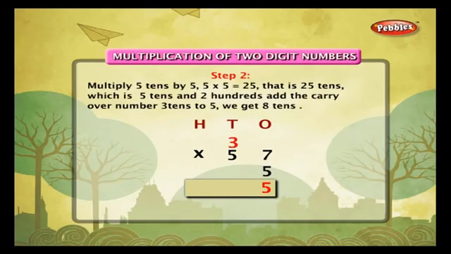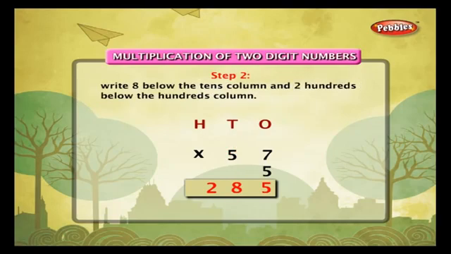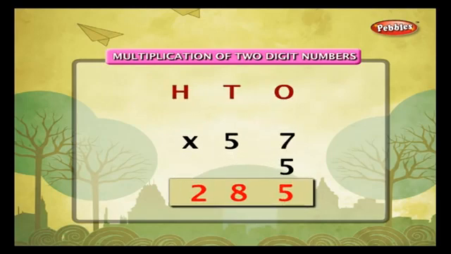Multiply 5 tens by 5. 5 into 5 is equal to 25. That is 25 tens, which is 5 tens and 2 hundreds. Add the carryover number 3 tens to 5. We get 8 tens. Write 8 below the tens column and 2 hundreds below the hundreds column. Thus, 57 into 5 is equal to 285.